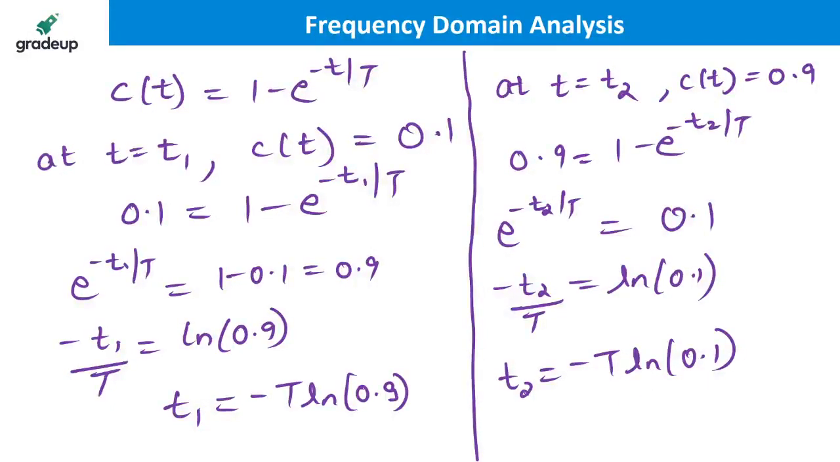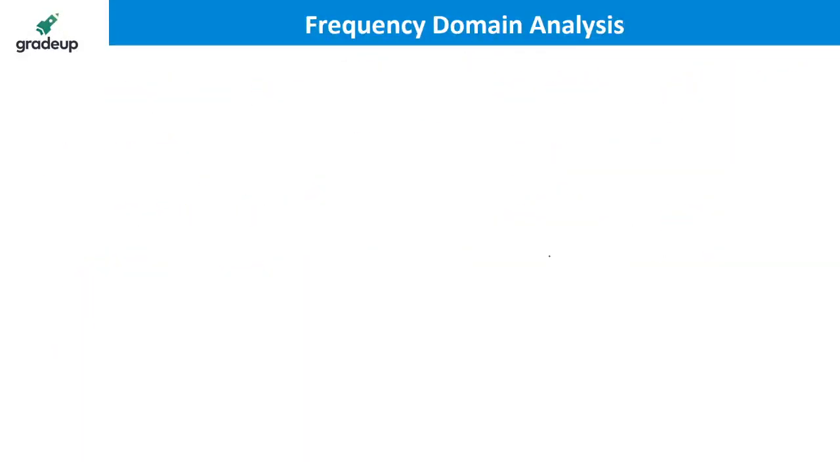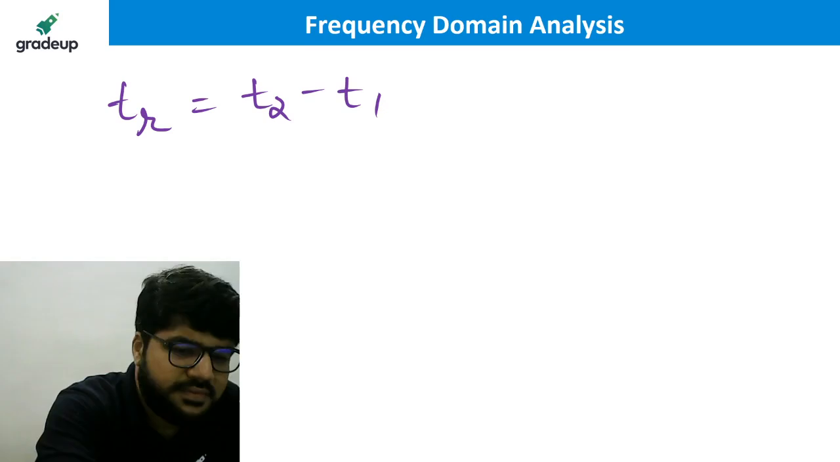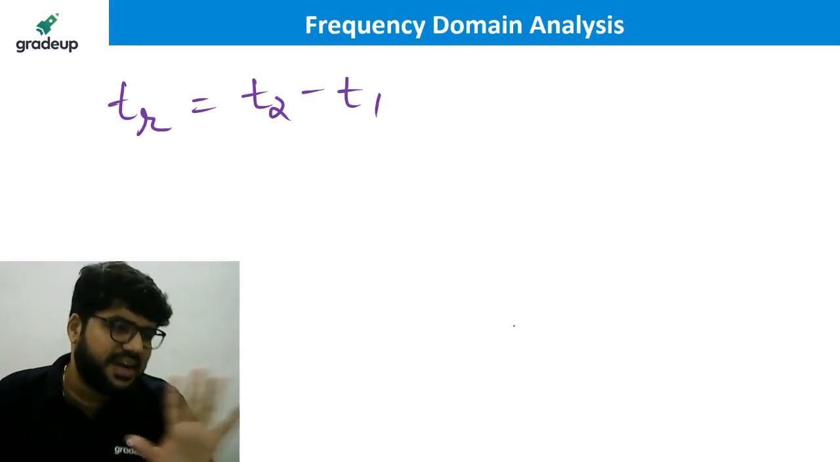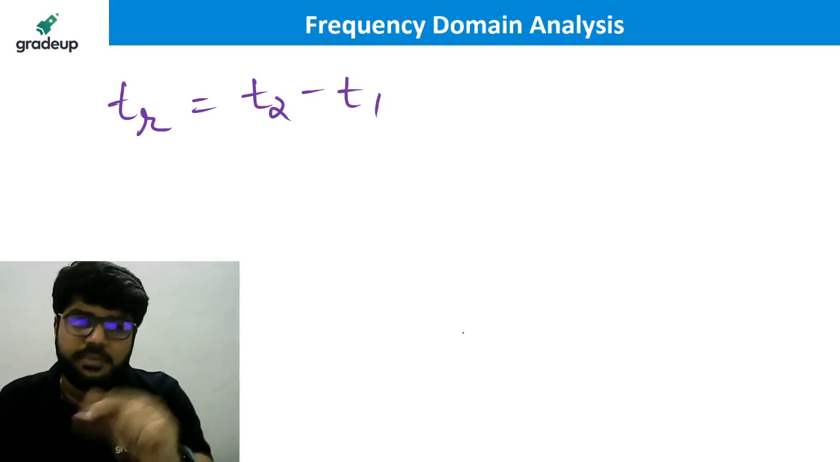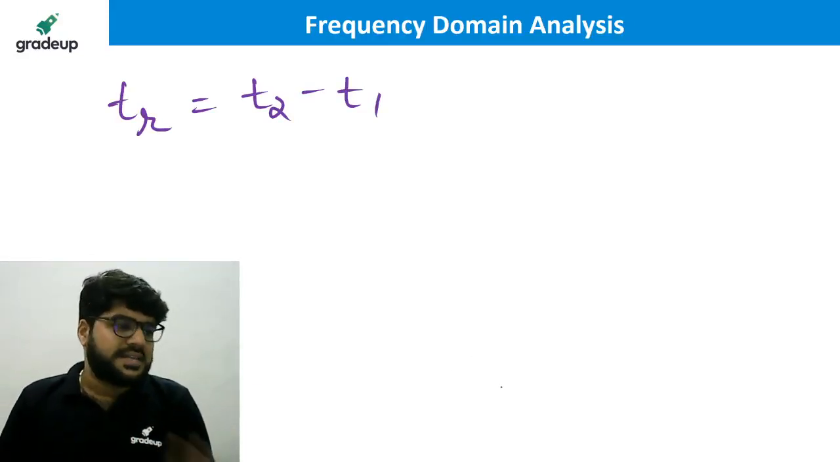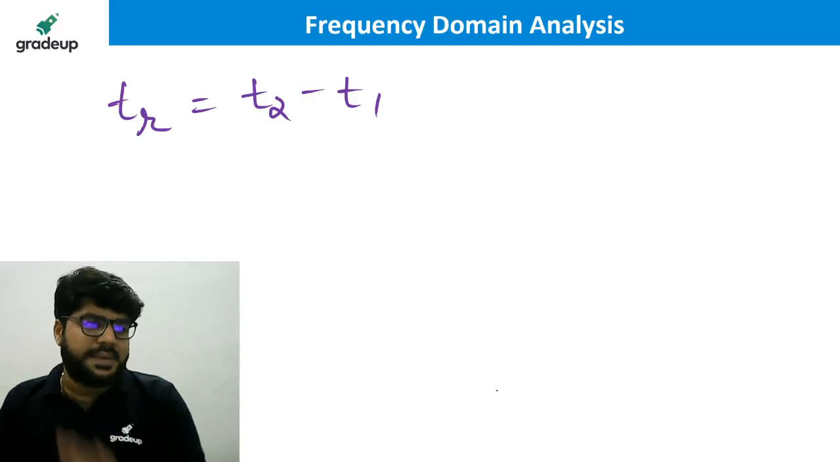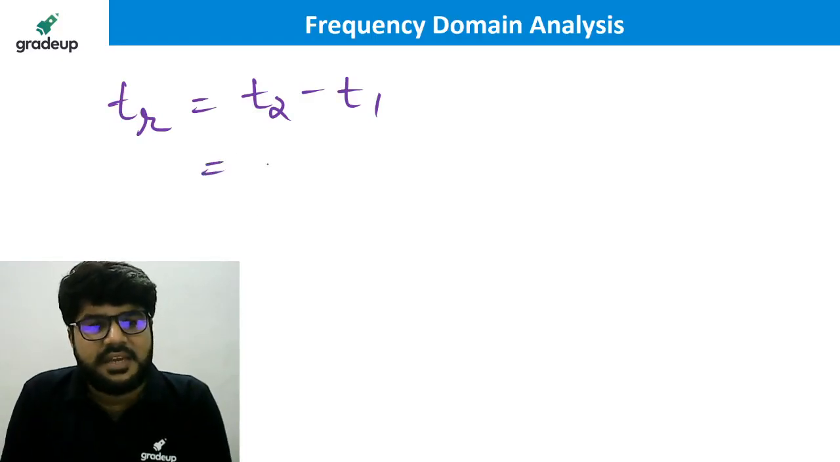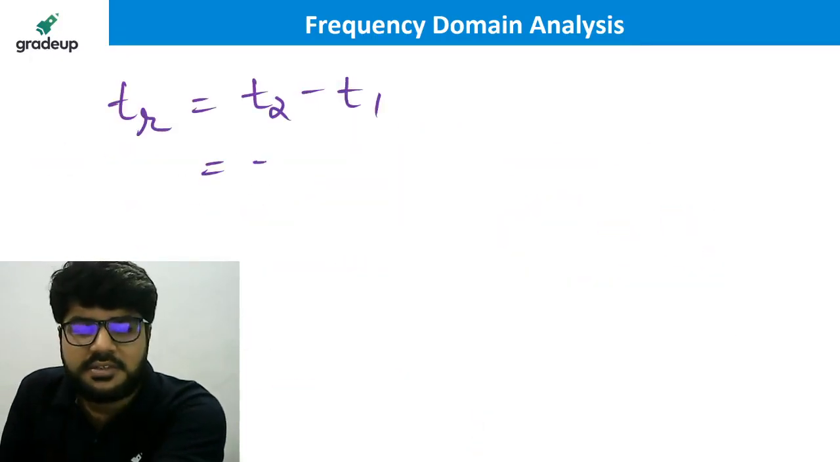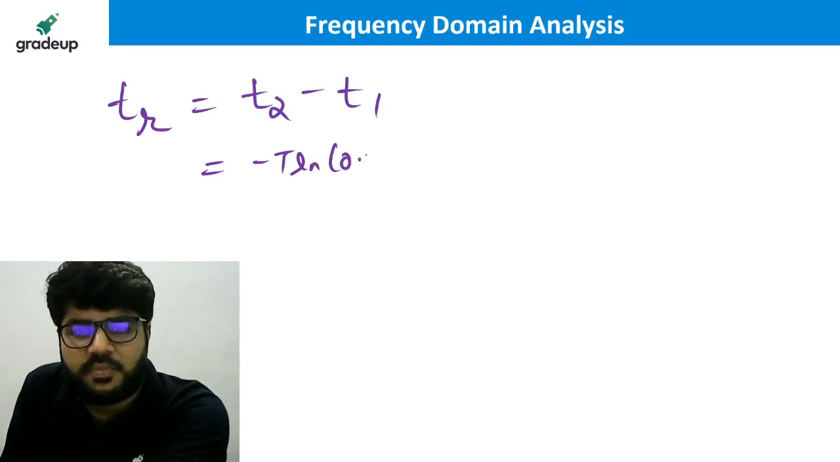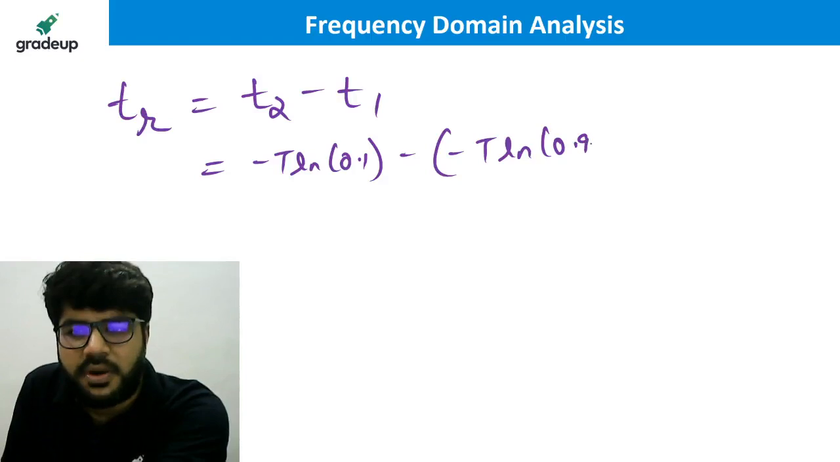Okay. Now what is the rise time, guys? What is the rise time? TR, it is the difference of them, T2 minus T1. If you have studied the RC circuit in network or analog, you will be able to relate with your result. Anytime you have studied it, you are going to get an expected result. T2 minus T1. See, what is T2? It is minus T ln 0.1. Minus T1, that is minus T ln 0.9.